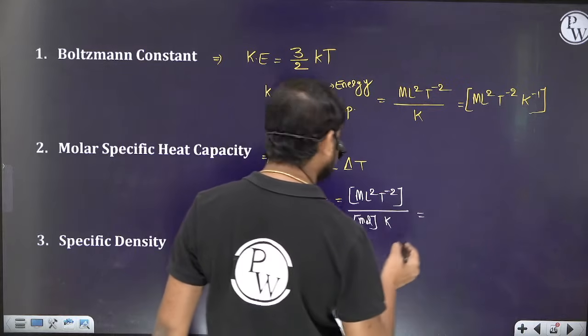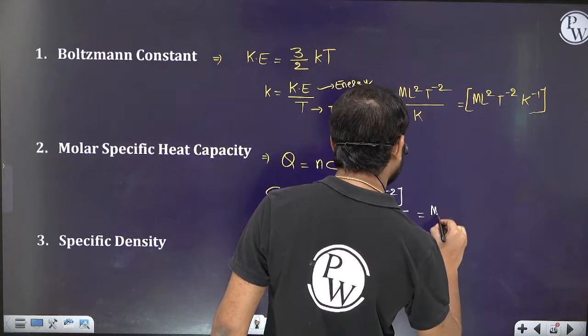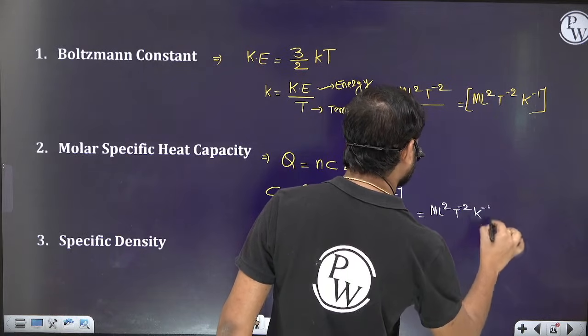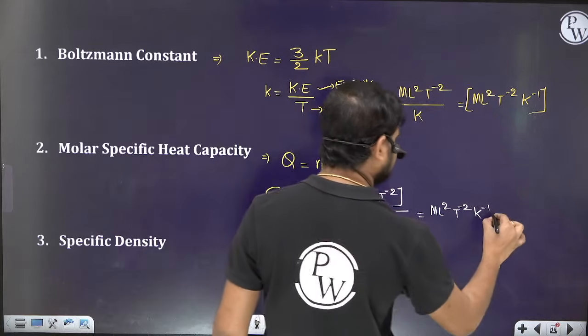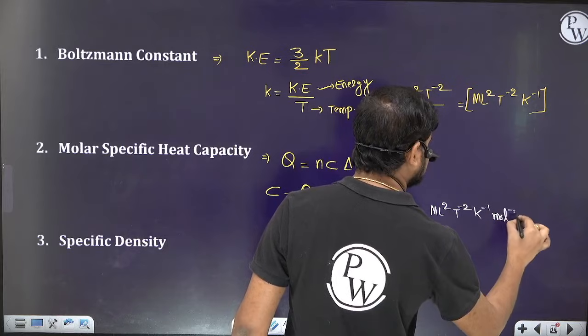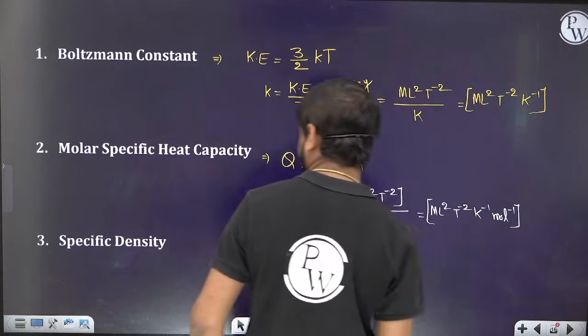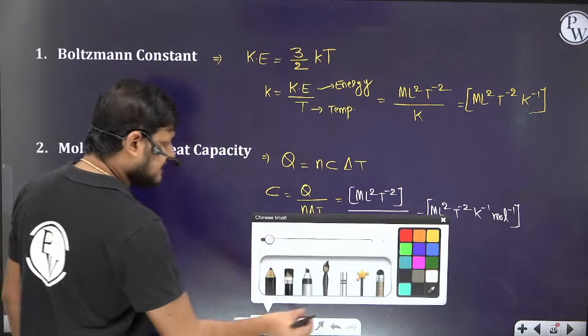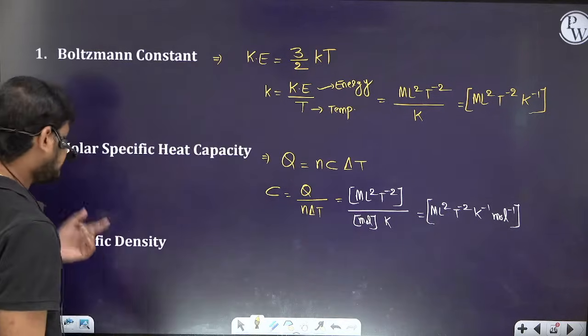So if you send these two up, so M L square T to the power minus 2, K to the power minus 1 and mole inverse. So these are the dimensions of molar specific heat capacity. And the next one we have is the specific density.